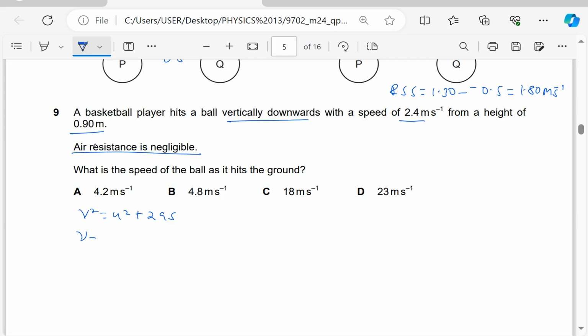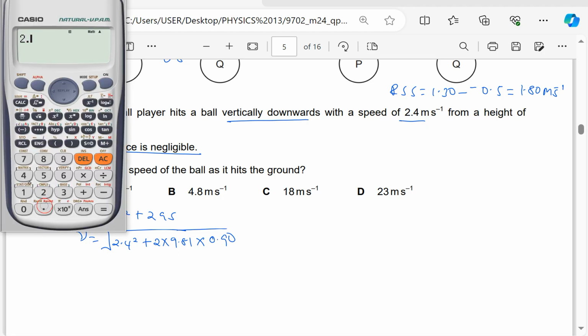So v is going to be the square root of initial velocity 2.4 squared plus, because it's falling vertically downwards, I'll maintain the positive here because g is positive. So this will be 2 times a, which will be 9.81 because we are considering gravity here. Then times the distance that has fallen, which is 0.90.